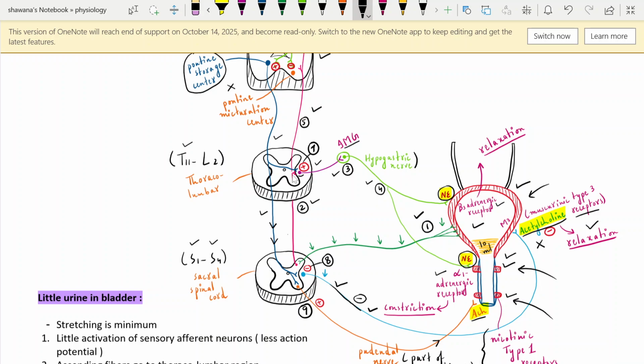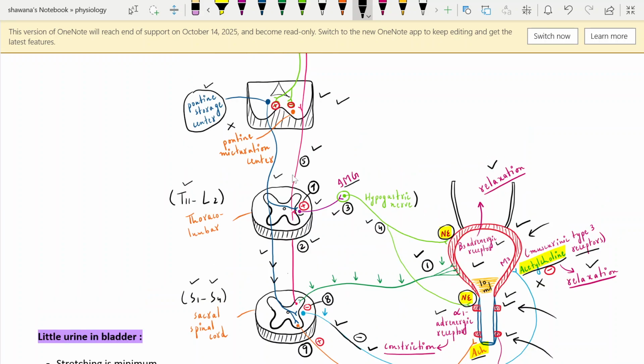Other fibers will ascend and synapse with the cerebral cortex and the pons. The fibers from the cerebral cortex will descend and they will stimulate the pontine storage center and they will inhibit the pontine micturition center. Seventh step, fibers from the pontine storage center will descend and they will again stimulate the inferior mesenteric ganglion so that the relaxation of the bladder and contraction of the internal urethral sphincter still goes on.